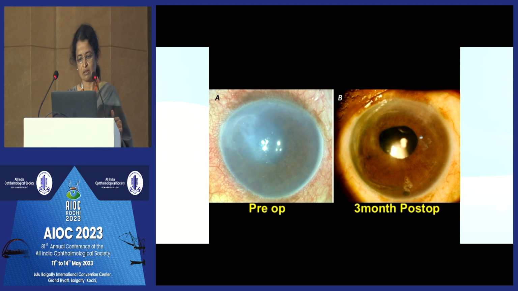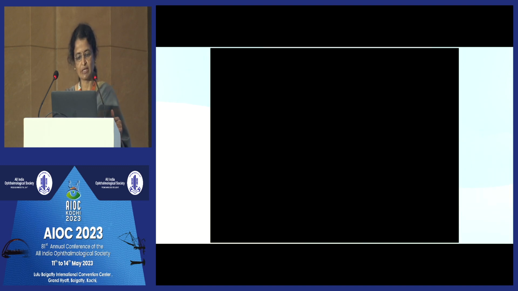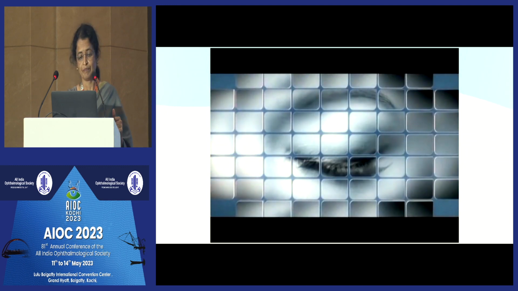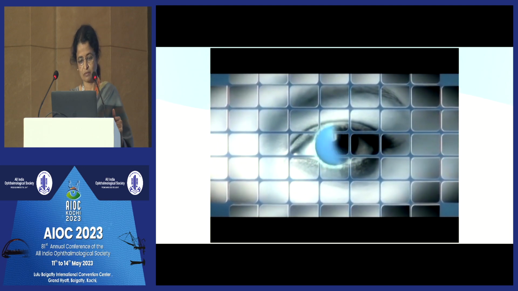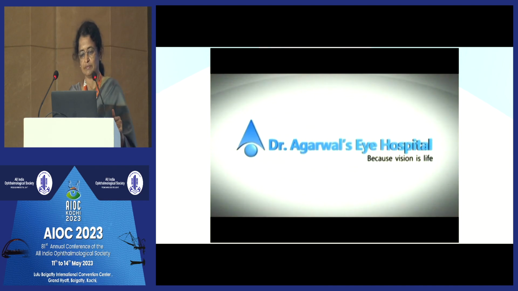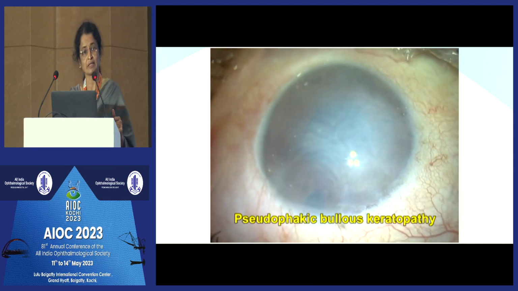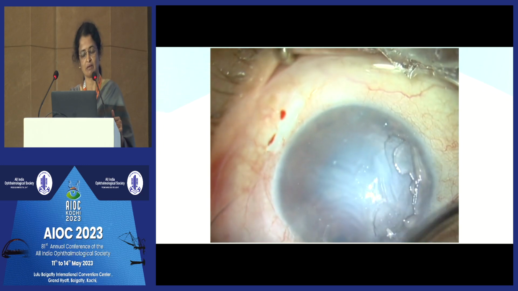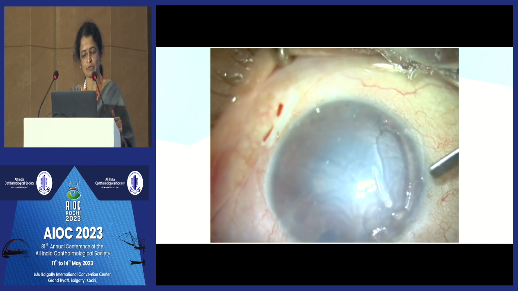So this was a straightforward case, and there's one more case where I'll show you where we did a combined procedure. This is another case where, maybe because of repeated air injection, the Descemet membrane was almost edematous and a lot of inflammatory membrane was also there.